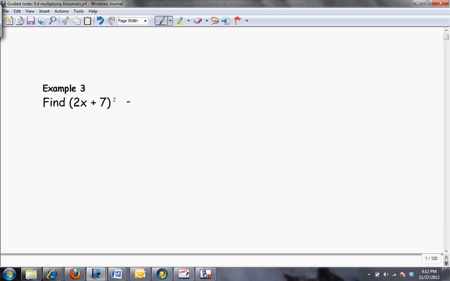What squared means is two things multiplied by each other. So what this really turns into is 2x plus 7 times 2x plus 7. Don't get lazy. Write them both out and FOIL them.